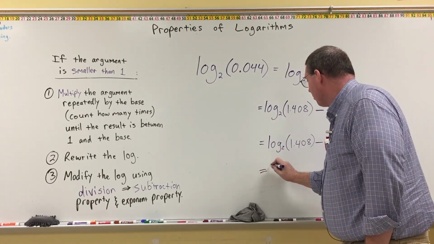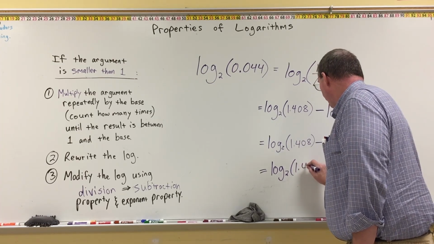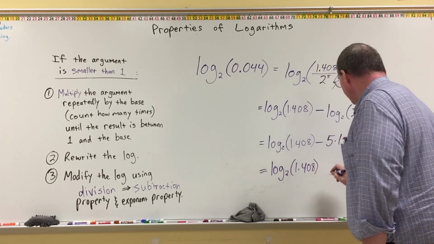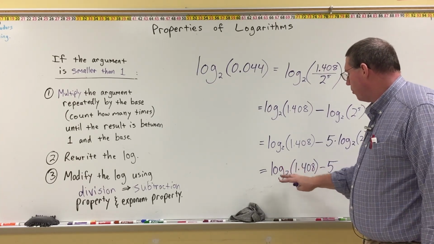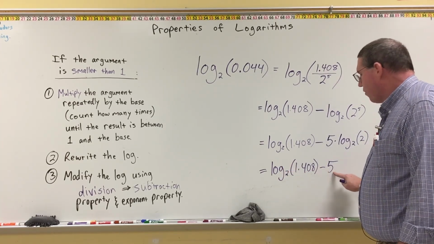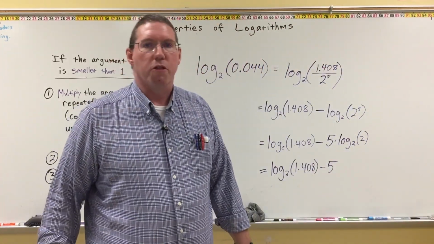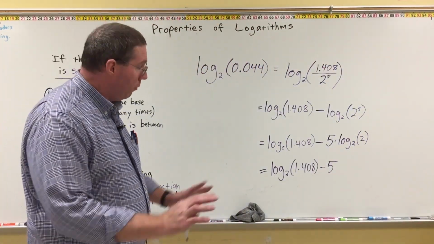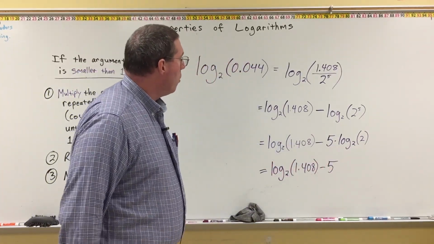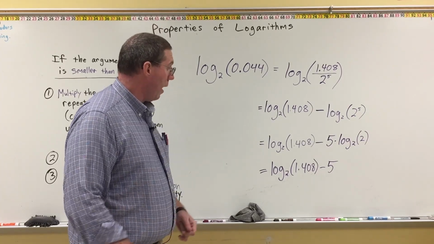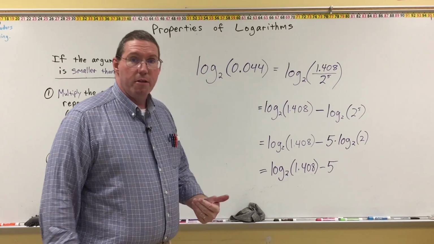And so our final answer will be log base 2 of 1.408 minus 5. So what we'll have here is some number between 0 and 1 minus 5. So it'll actually be a negative value. It'll be something like negative 4.367 or something like that. Okay, we don't know for sure, but we at least have an approximation of what the log is equal to. Okay, well, that's the properties of logarithms, and there are some examples.